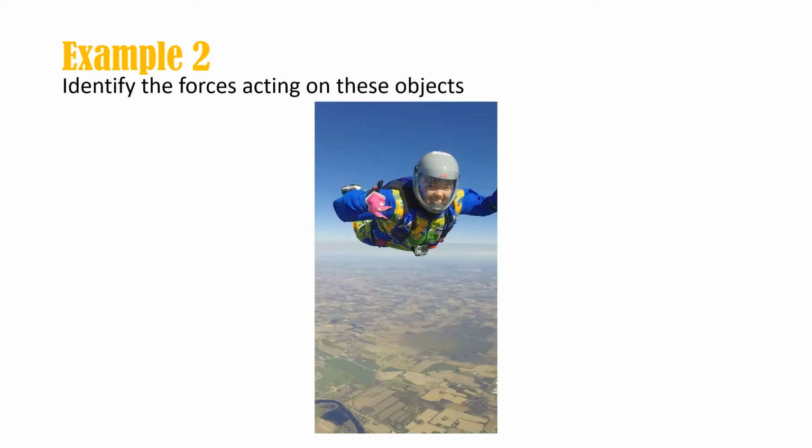Example 2, identify the forces acting on these objects. So here we've got a skydiver. What forces would you expect to be acting upon that particular person? Well, obviously skydiving, they're going to jump out of something and they're going to fall down to Earth. So there's going to be this downward force, and that of course is gravity. There is also an upward force. Not going to be a normal force though. Our upward force is going to be air resistance.